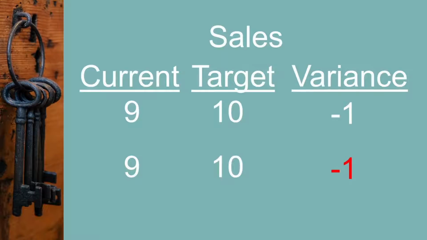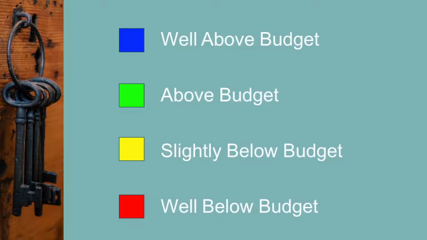One way is just to list the variance amount. You could color code the variance. For example, the number would be red if your performance is below acceptable. You could represent the variance with a colored dot, square, or other symbols. A common color code is red for well below budget, yellow for slightly below budget, green for above budget. Some dashboards also use blue for amounts well above budget.